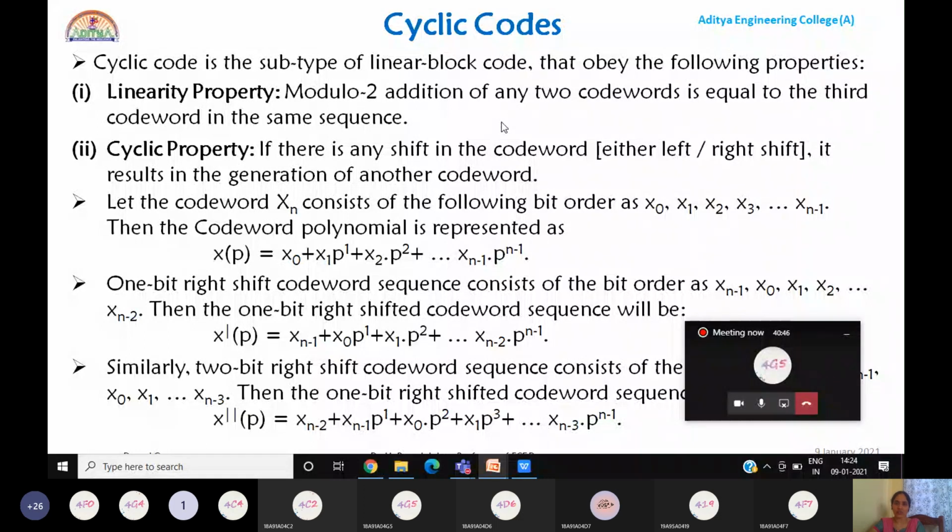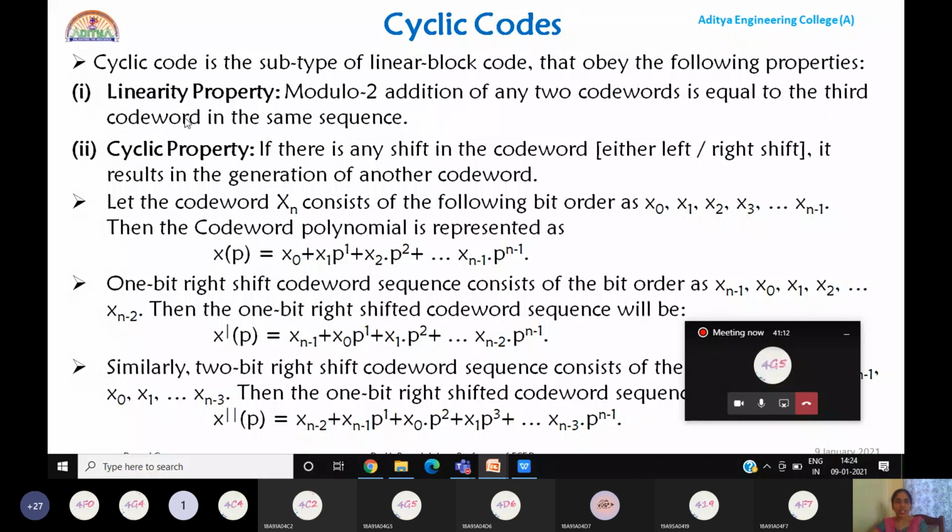What is the cyclic code? The name implies that it obeys the cyclic property. And because it is a type of linear block code, please listen carefully. Cyclic code is a subtype of linear block codes. It obeys the following properties.